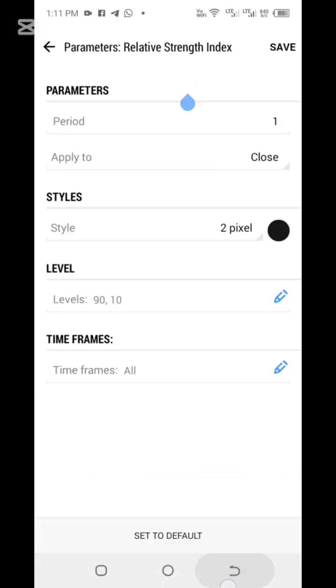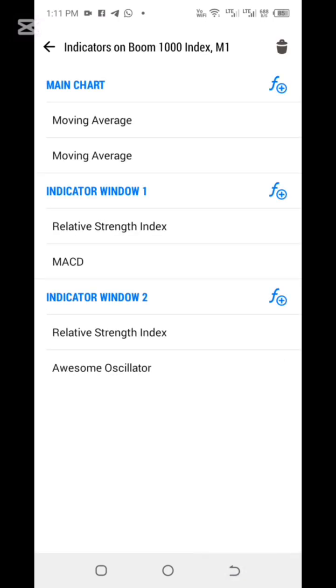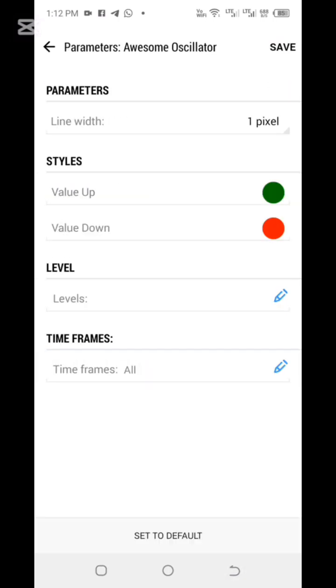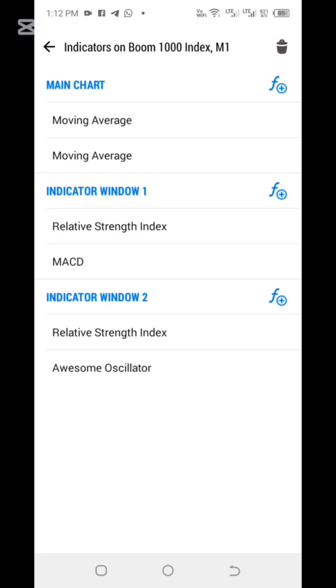Then the last indicator on indicators window 2 is the awesome oscillator, which must have the following parameters: the line width 1 pixel, value up I choose green, value down I choose red. You can choose any colors of your choice. When you are done, you save and your chart will be looking like this.